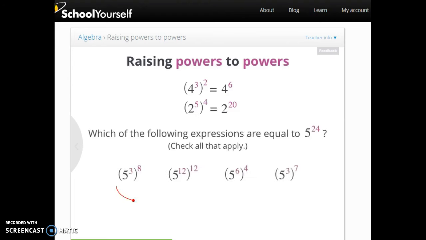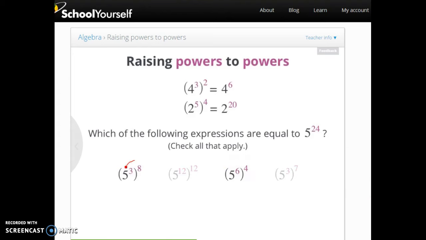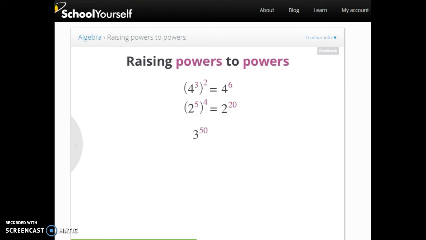Next, go ahead and identify which of these expressions here are equivalent to 5 to the 24th power. Excellent. So these were the two correct answers here, because 3 times 8 is 24, and 6 times 4 is also 24. 12 times 12 is 144, and 3 times 7 is 21, so those do not equal 5 to the 24th.